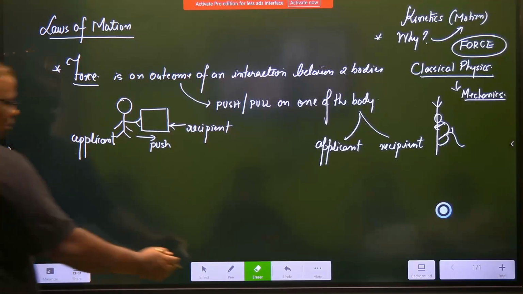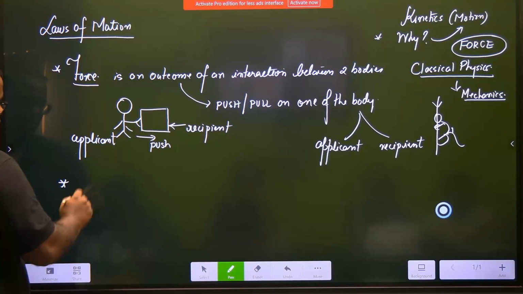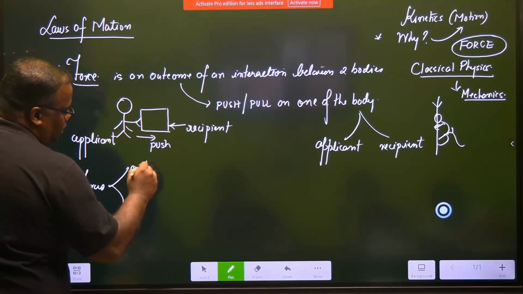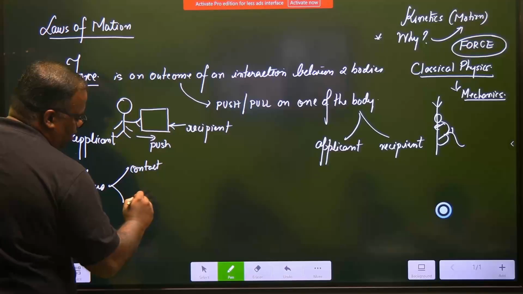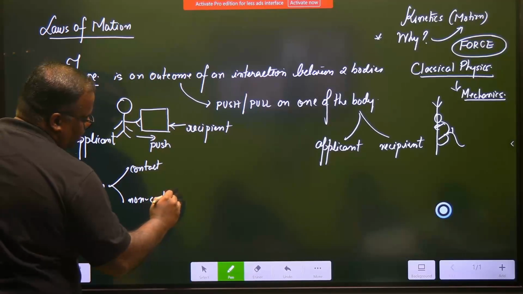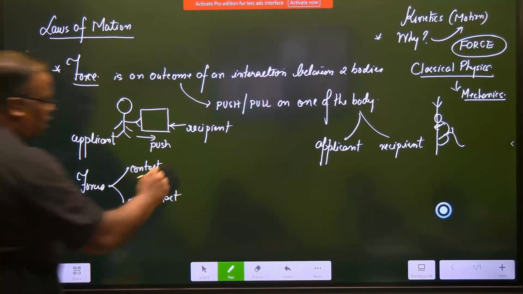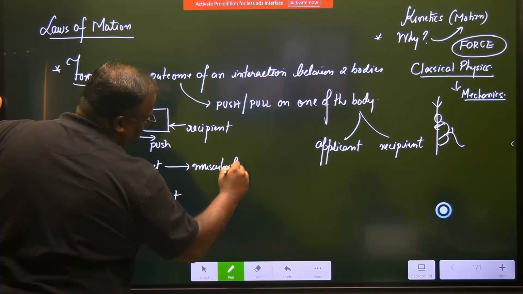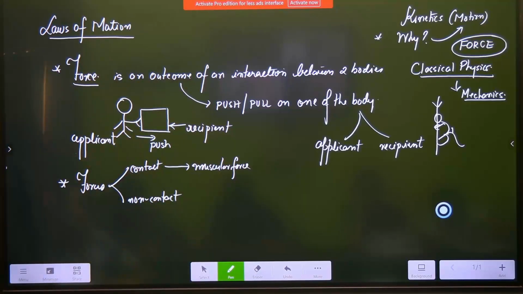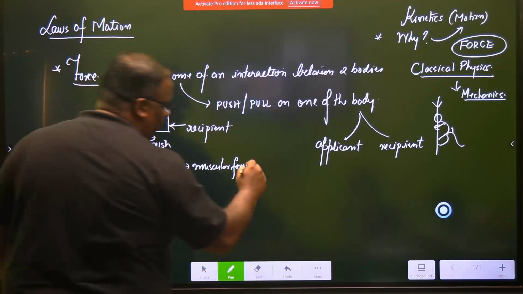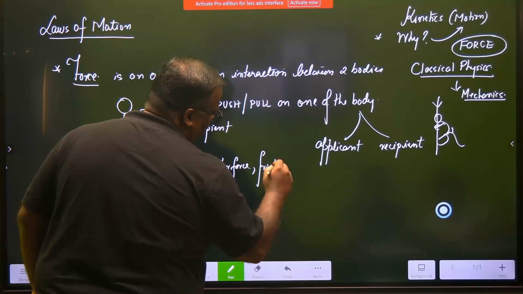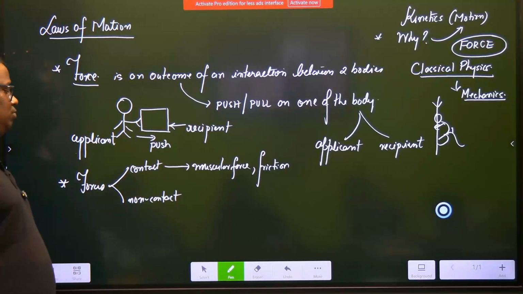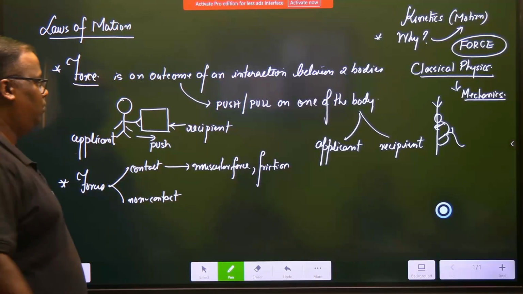Then in grade 8, we also studied that forces can be of two types: contact forces and non-contact forces. When we talk about contact forces, the muscular force was studied by us, the force exerted by our muscle. This is a classic example of muscular force. Friction is a type of contact force. Remember, the force which opposes the direction of motion created by a force is called friction.